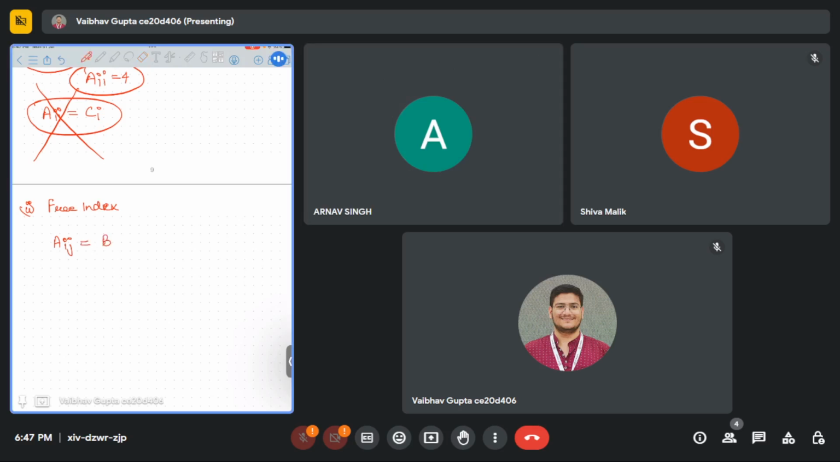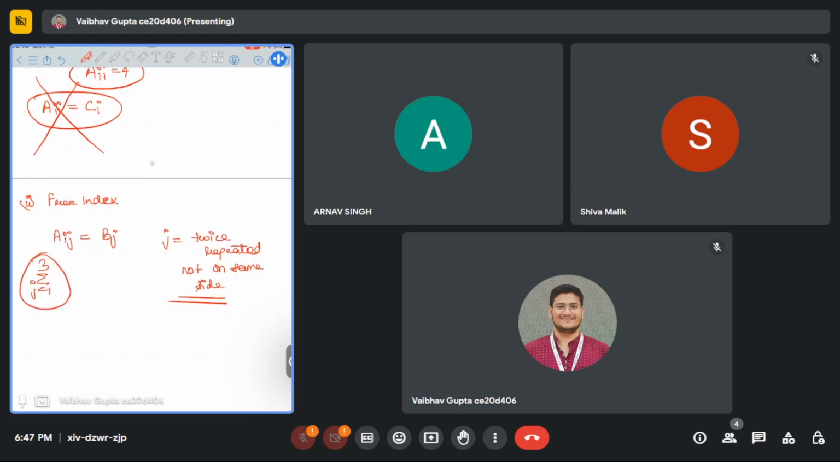Suppose it is written like Bj. Here J is twice repeated. Okay, but it is not on the same side. Okay, so here you don't have to sum J equal to 1 to 3. Okay, you will not sum.